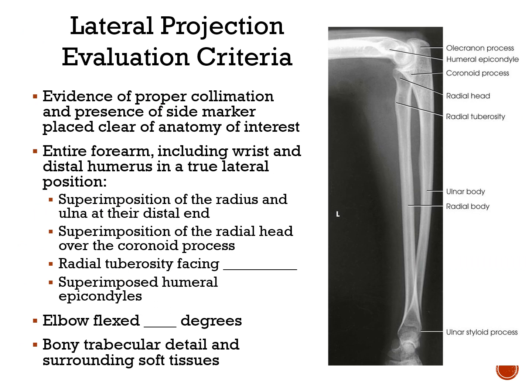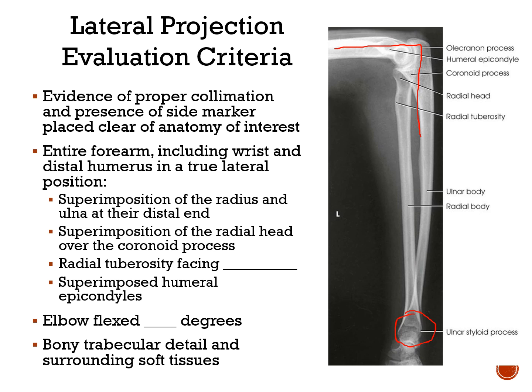And here we go. We're going to see the proper collimation and the 90-degree angulation that is shown here. We're going to see superimposition of the radius and ulna at their distal end, so they definitely should be superimposed. We should see the radial head over the coronoid process.